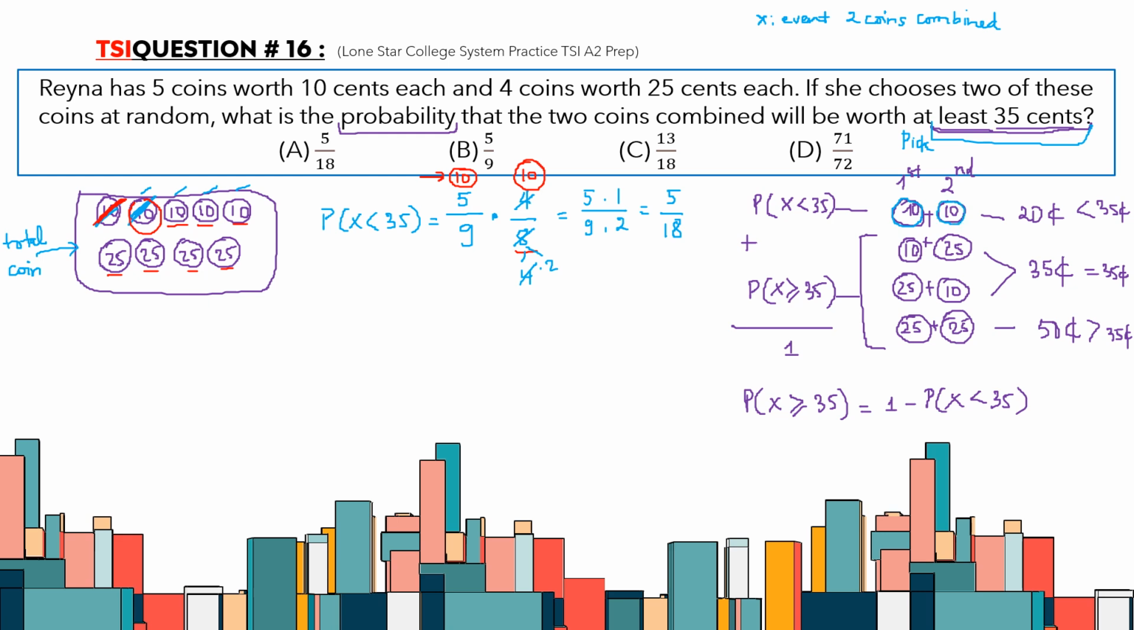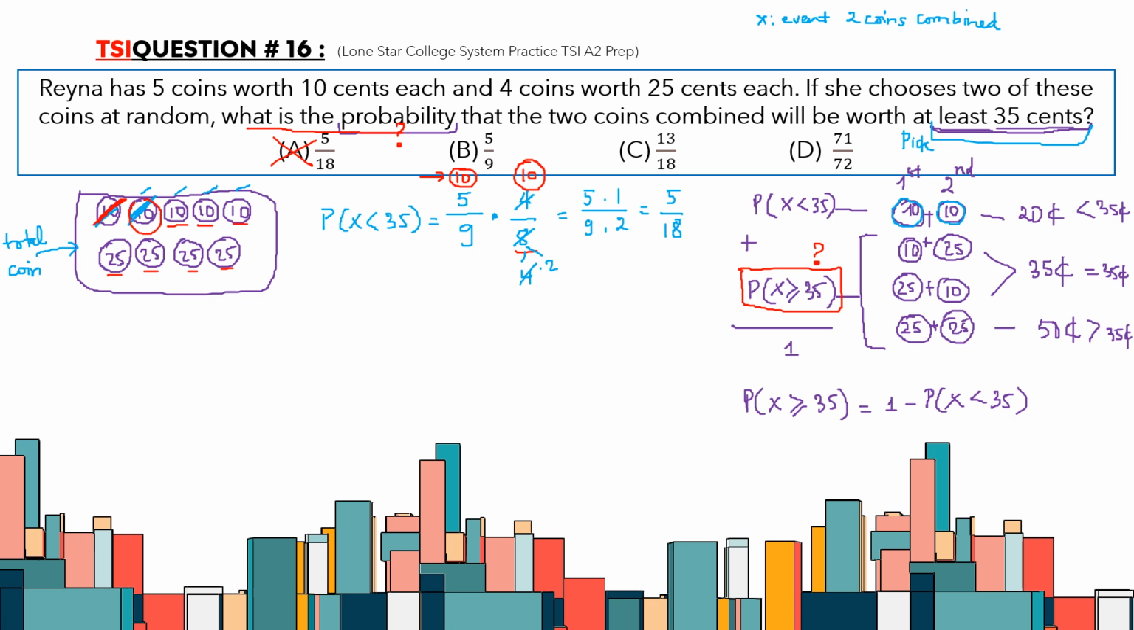Okay? But they're asking for the probability of the rest. So our question mark is this value. That is our question. Okay? So 5 over 18 is not the right answer. That's just the probability of picking 2 coins combined less than 35 cents.